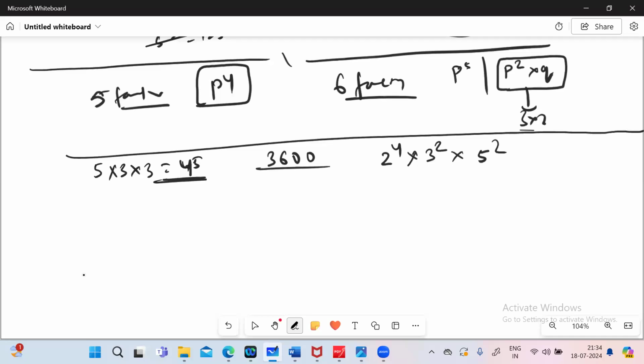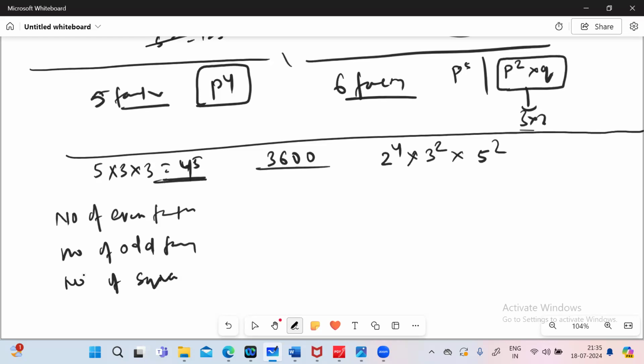Now, out of these 45, how many factors will be odd factors? How many factors will be even factors? And how many factors will be square factors? There are 3 important questions related to this: number of even factors, number of odd factors, number of square factors. If you want to calculate these three figures, okay?